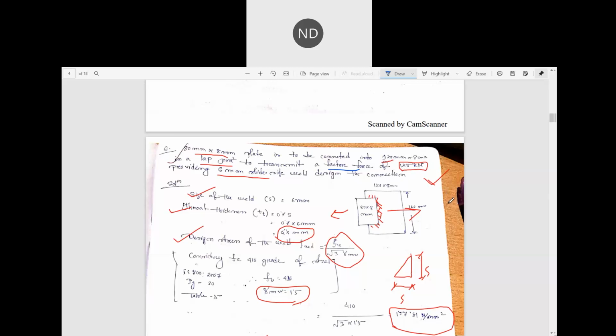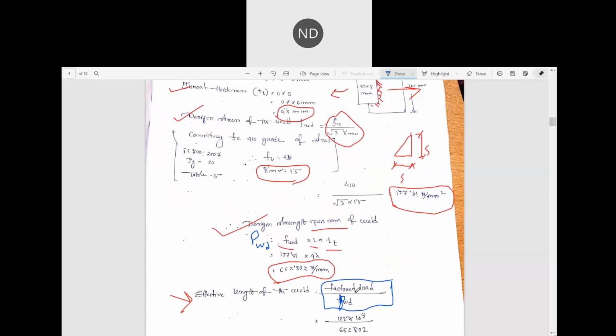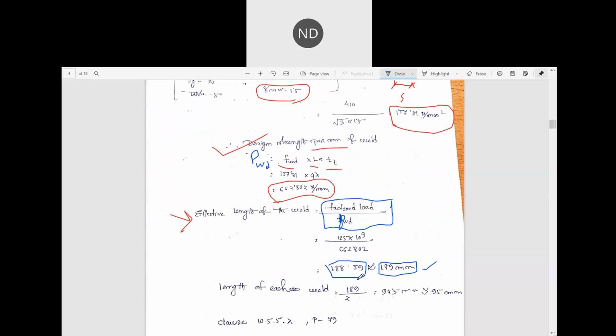So now, the effective length we have got is 188.59. It is up to you how much you want to take. Here we have assumed it to be 189 mm. We consider it to be 189 mm. We can take it to be 190 also.